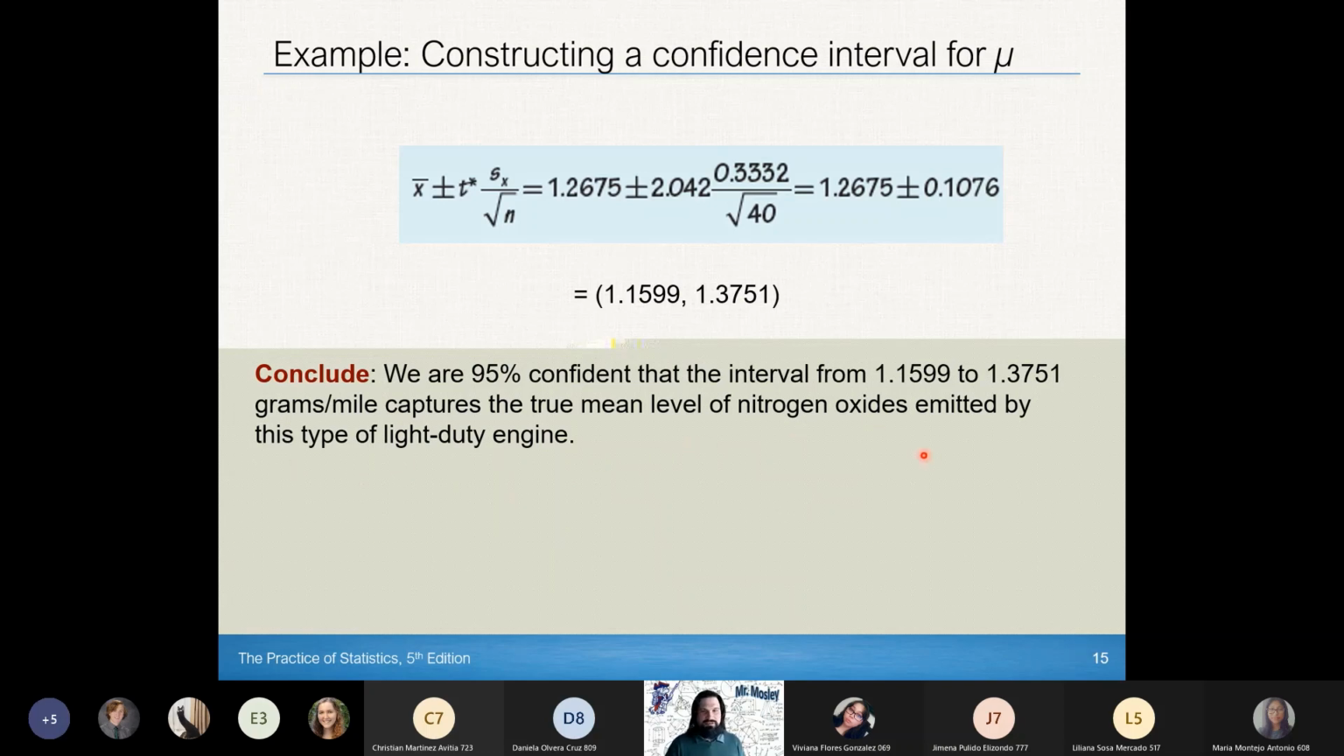We just steal essentially the end of the sentence that was in the question originally of construct and interpret a 95% confidence interval, blah, blah, blah. Right? We just complete this sentence with our values. Is there anything I can clarify on this example? All right.